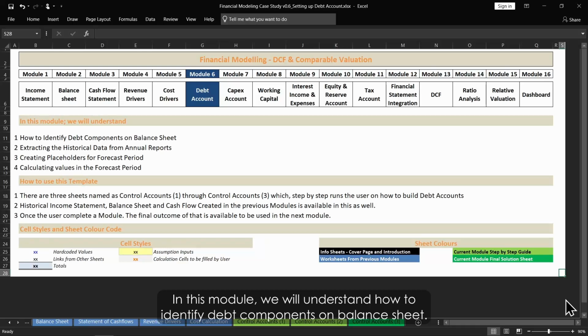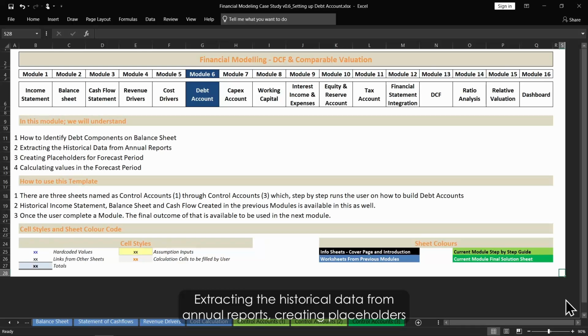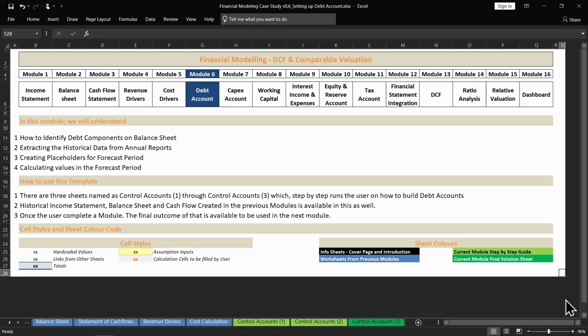In this module, we will understand how to identify debt components on balance sheet, extracting the historical data from annual reports, creating placeholders for forecast period, calculating values in the forecast period. We will be using Microsoft Excel.